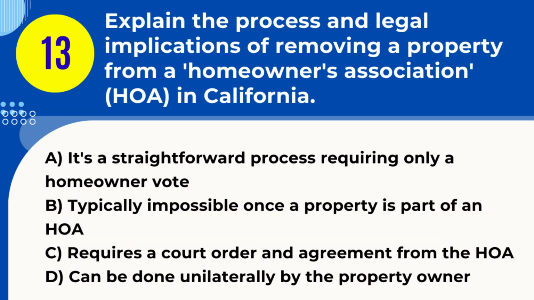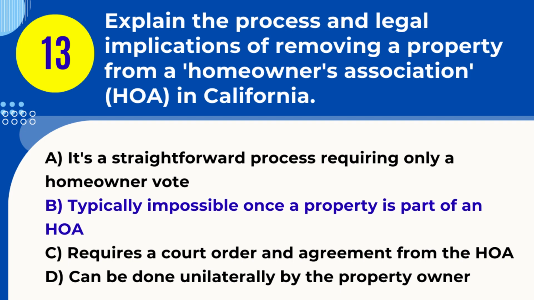Question 13. Explain the process and legal implications of removing a property from a homeowners association, HOA, in California. A. It's a straightforward process requiring only a homeowner vote. B. Typically impossible once a property is part of an HOA. C. Requires a court order and agreement from the HOA. D. Can be done unilaterally by the property owner.